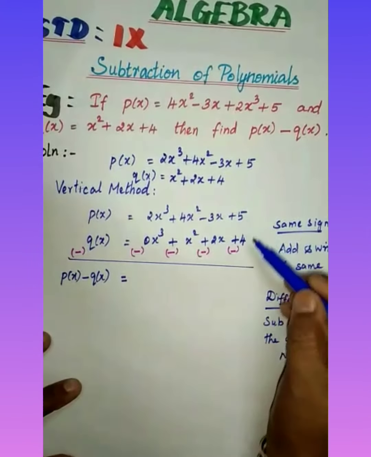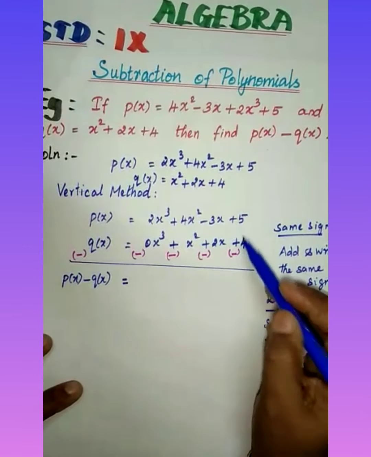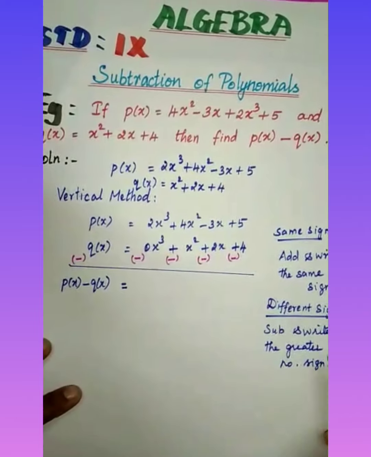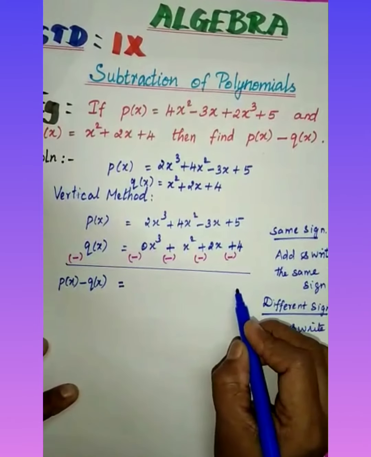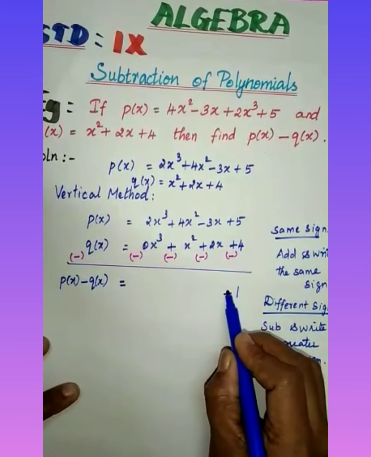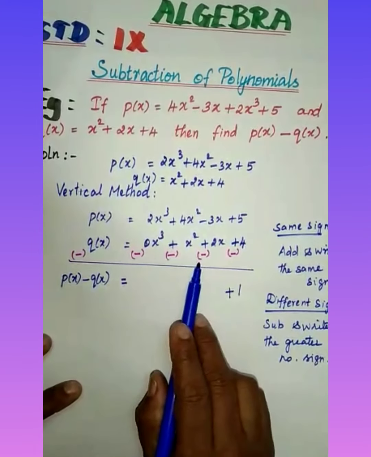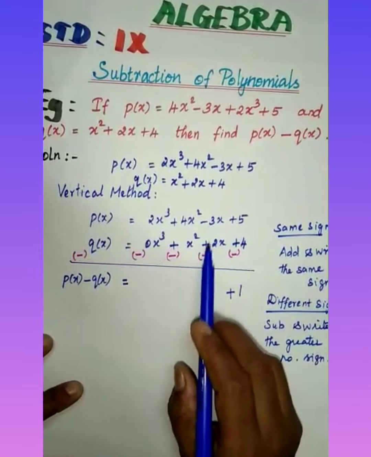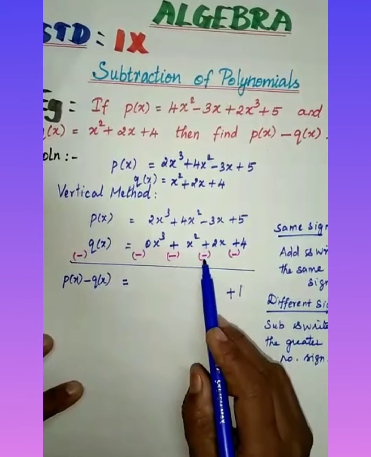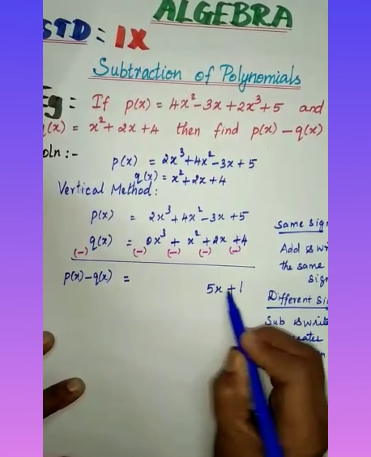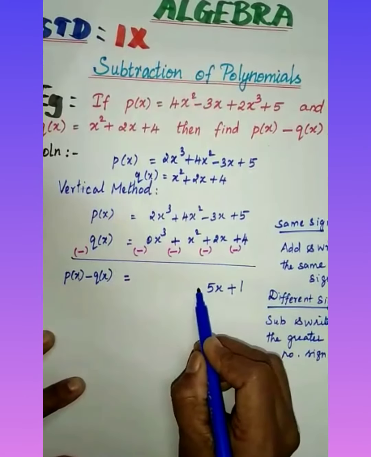Here plus 5, here minus 4. So these two numbers are different sign. So we can subtract and write the greater number sign. 5 minus 4 is 1. Greater number is plus 5. So plus 1. The next term is minus 3x minus 2x. These two are same sign. So we can add and write the same sign. 3 plus 2 is 5x and the common sign is minus.